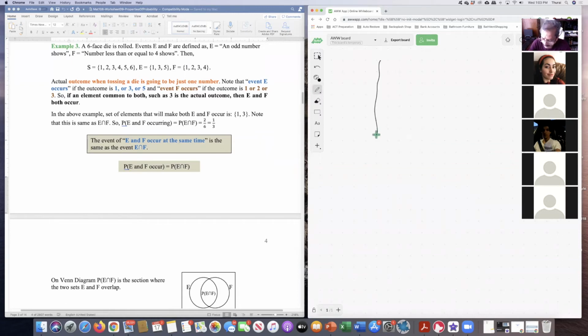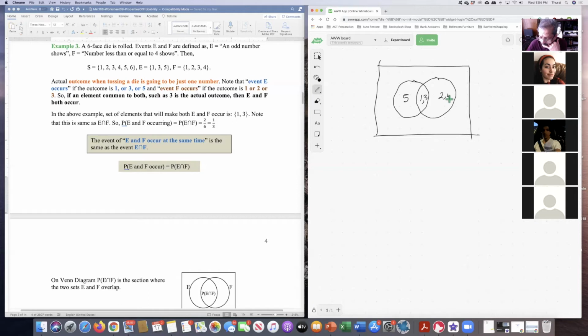Okay, so here's the Venn diagram, and the events E and F are these. E has 1, 3, 5. So let me write those elements here: 1, 3, 5. And the elements common to both are 1 and 3. So 1 and 3 are here. The remaining element of E would be 5, and the remaining elements of F would be 2 and 4.